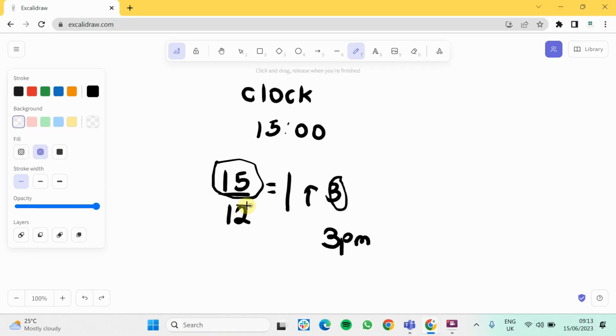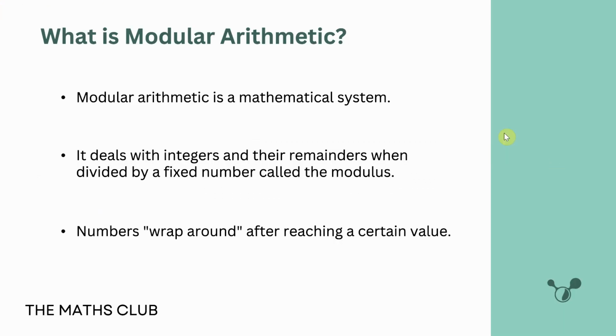The modulus here is what? It is 12, right? So you can imagine that even if I had 1700 and I wanted to convert it to clock time, I'd say 17 divided by the same 12, which will be 1 remainder 5. So you can see that there is a fixed value, which is the modulus. And it says numbers wrap around after reaching a certain value. Does that make sense? So the numbers keep on wrapping around after they reach a certain value.